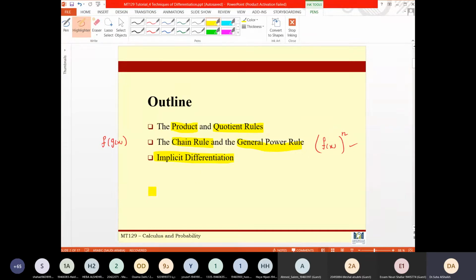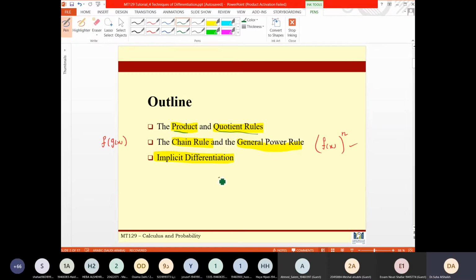It means finding the derivative of a function when the function has x and y at the same time. It's not y equal to something, it's x and y mixed together. So let's start discussing our topic. Yes, implicit differentiation, that's correct, Isam. So let's start with the product and the quotient rule.